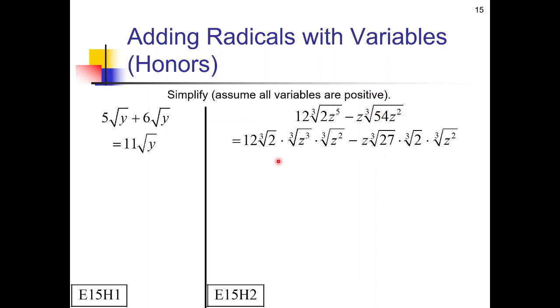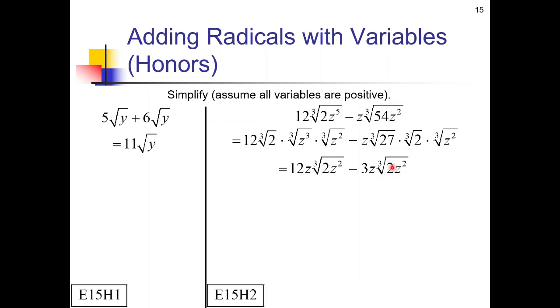All right, going back through here, we have the 12. We have the cube root of z cubed, which is z, so 12z. We have a cube root of 2 and a cube root of z squared that can move in together to be a cube root of 2z squared. And now moving over to this next term, cube root of 27 was 3, so this is minus 3z. And then we have cube root of 2 and the z squared, just like we had over here. So that also gives us cube root of 2z squared.